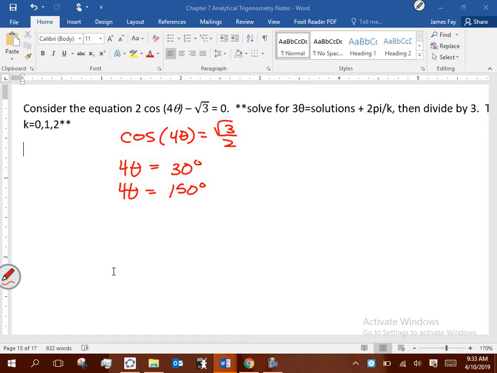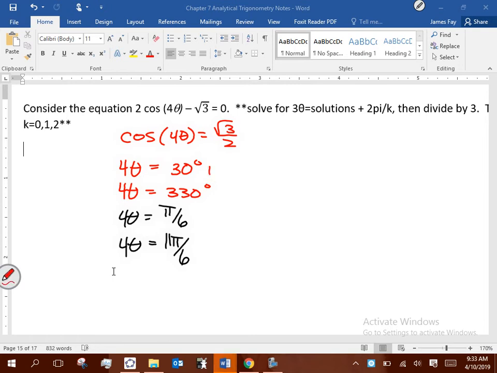150. And if I was doing it in radians, it would be, oh, sorry, yeah, you're right, sorry. That's 330. 330, my fault. I was thinking sine. So 330. And this would be what, pi over 6 and 11 pi over 6. Okay.